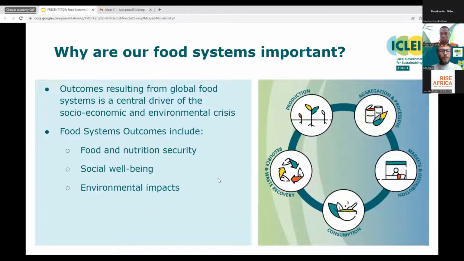So, diving into the context of food systems in Africa, looking at these outcomes, food insecurity in Africa is higher than in any other continent in the world, with an estimated 21% of the population experiencing food insecurity in 2020.